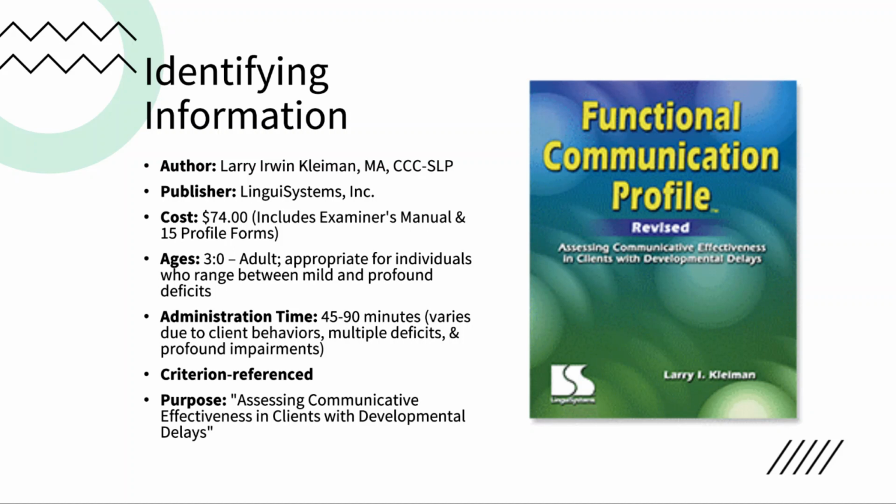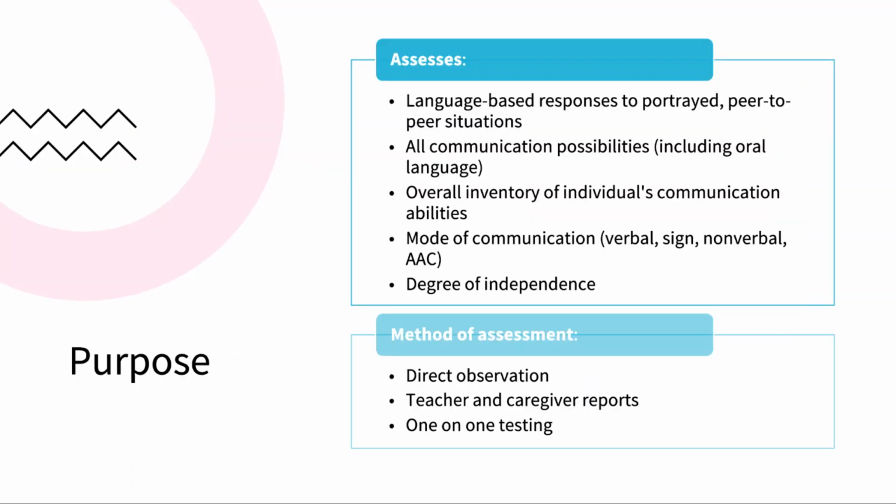The FCPR is criterion referenced, and its purpose is to assess communicative effectiveness in clients with developmental or acquired delays, including but not limited to impairments like autism spectrum disorder, cerebral palsy, Down syndrome, traumatic brain injury, progressive neurological disorders, childhood aphasia, and attention deficit disorder.